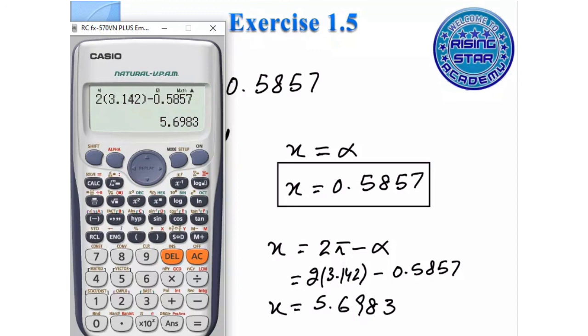Now we will verify our answers. We need to know 5 divided by 6, that is basically 0.83. Now we'll find cos of 0.5857. So that is 0.833, near to 5 by 6. Maybe it gives the answer, but anyhow, that's fine. Now the second answer we will verify. So cos of 5.6983 is also 0.833.